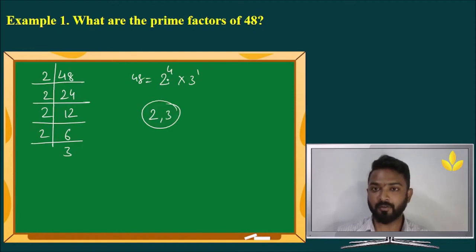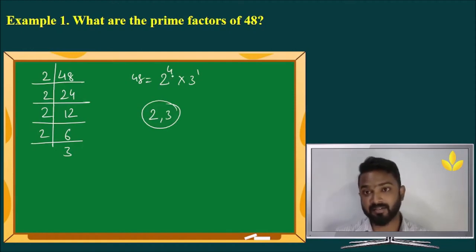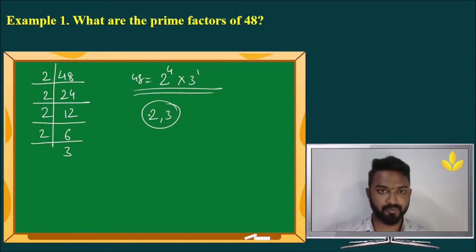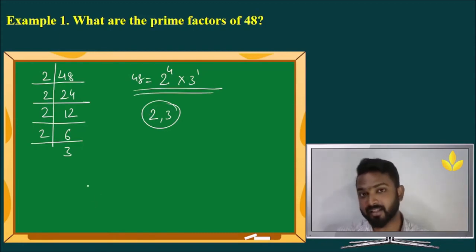That's it. Other numbers which are factors of 48 are not prime. 4 is a factor of 48, not a prime number. 6 is a factor of 48, not a prime number. 12 is a factor of 48, not a prime number. Only 2 and 3. This is called prime factorization. We will use this in the next question.